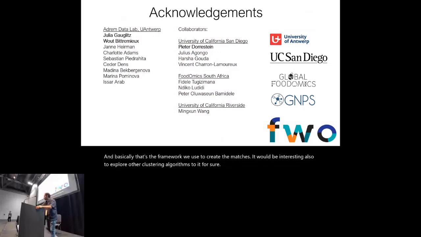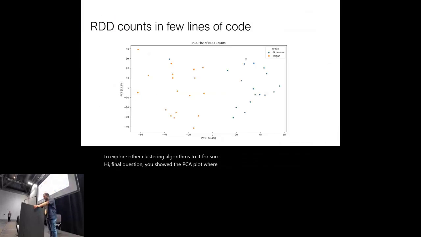Hi. Final question. You showed the PCA plot where you separate the two groups, and it seems to me that one principal component is enough to separate these two groups. Did you look into which molecule separates the two groups best? No, I have not looked into it, but it would be super interesting, yes, to see the ones that drive the PC1 the most, for sure. Thanks for the suggestion.